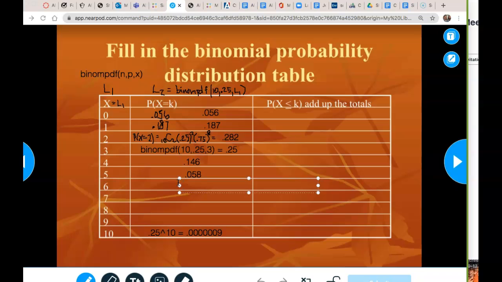Anything that happens less than 5% of the time is unusual. So what's unusual for this case? Getting 6 questions right is unusual. Getting 7 questions right is unusual. Is everybody seeing what I'm seeing? Instead of 3.9, I rounded it to 4. Instead of 2.9, I rounded it to 3.